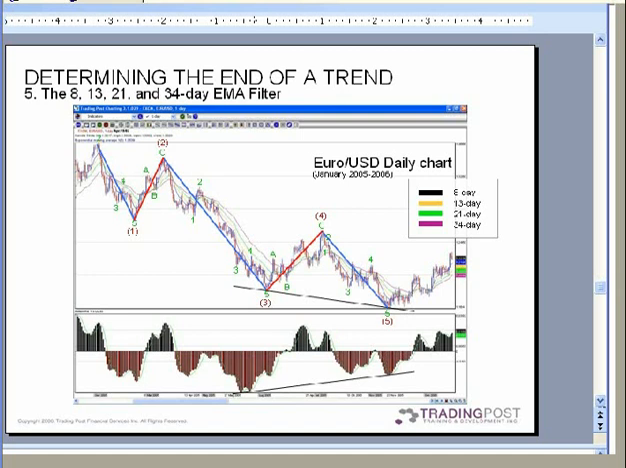Now, what I think I'm going to do is put up the Euro sequence that we were just looking at with this EMA Fibonacci filter and talk about that in this context. Just give me one sec.